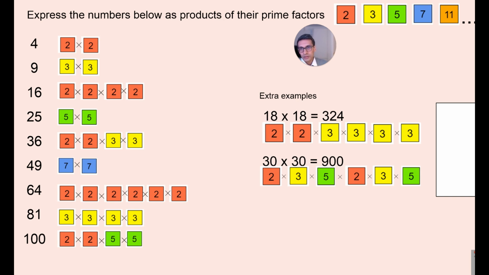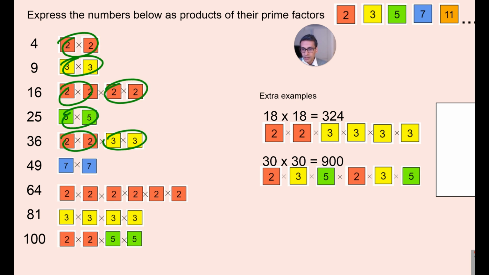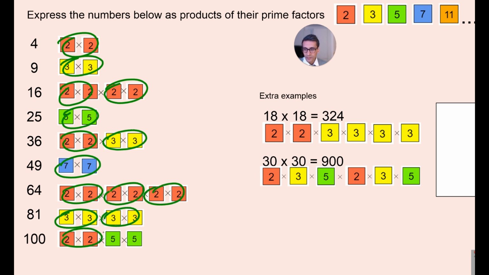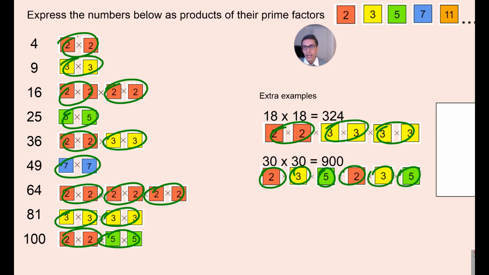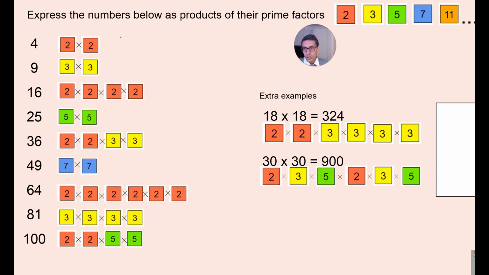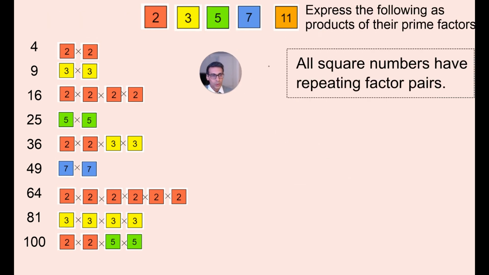Okay, so I'm going to tell you what it is now. In case you haven't spotted it, you may have noticed that these numbers tend to come in repeating pairs. In this case the order is not as nice, but you can see that the 2's come together, the 3's come together, and then the 5's come together. So anytime you have a square number, all square numbers have repeating factor pairs. So factor pairs that repeat.